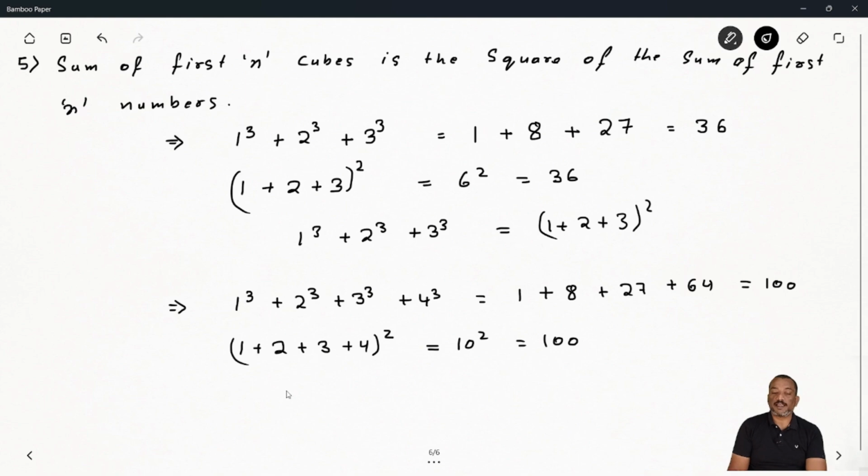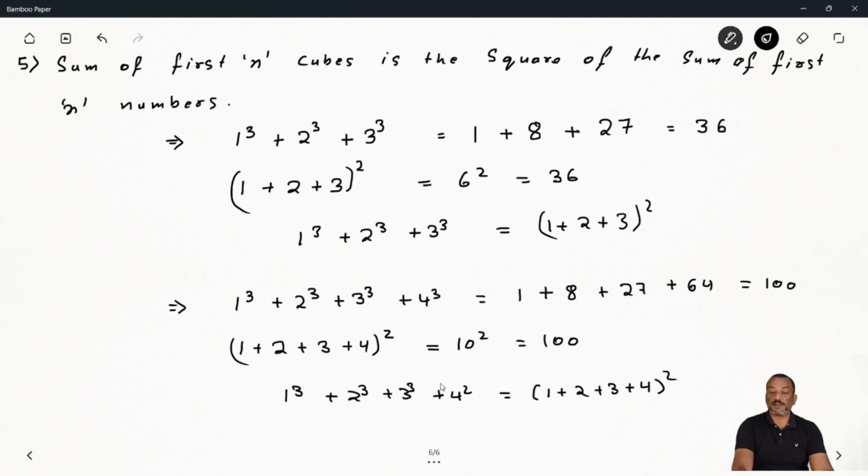So you can say 1 cube plus 2 cube plus 3 cube plus 4 cube is equal to the sum of the same numbers squared, (1 plus 2 plus 3 plus 4) squared. Hope you're getting it. So this is your fifth property. Hope you understand the fifth property clearly.